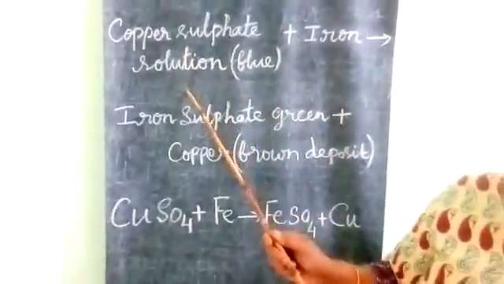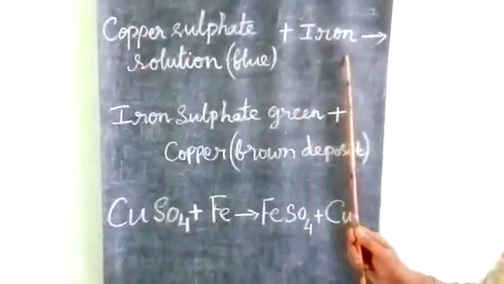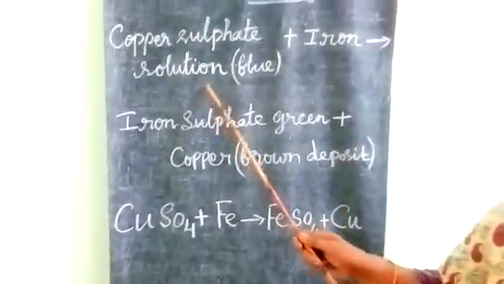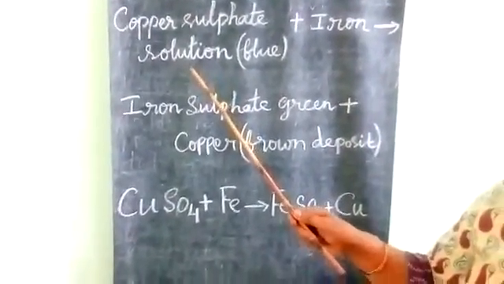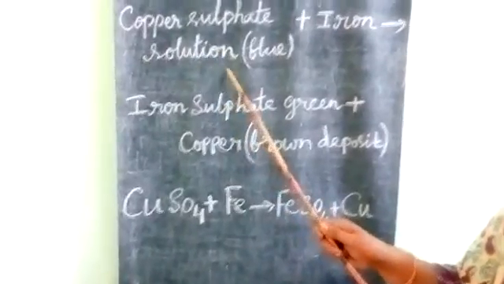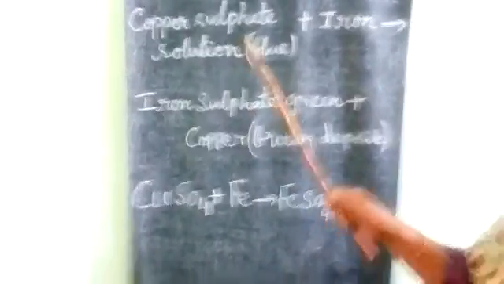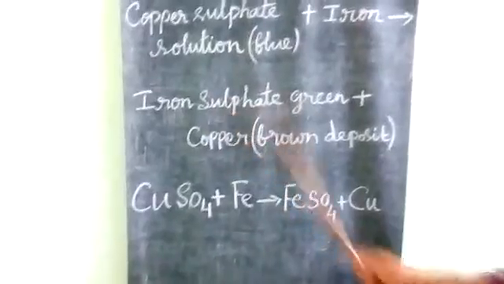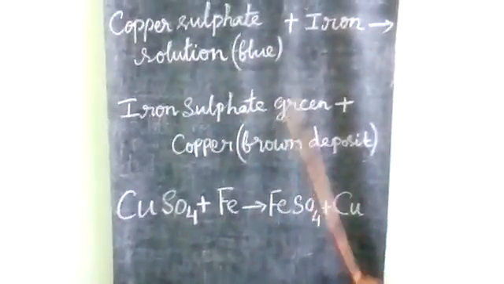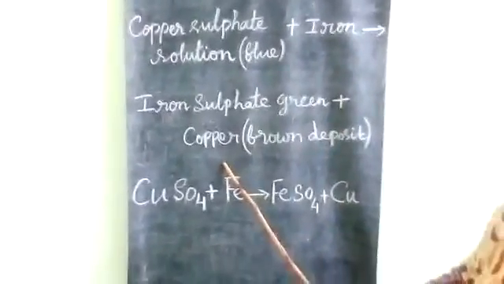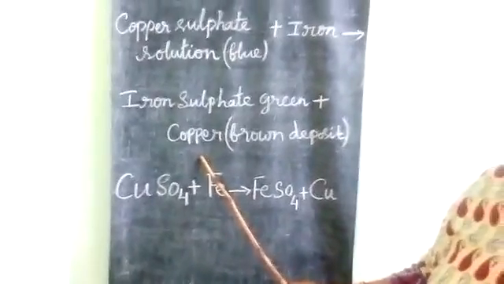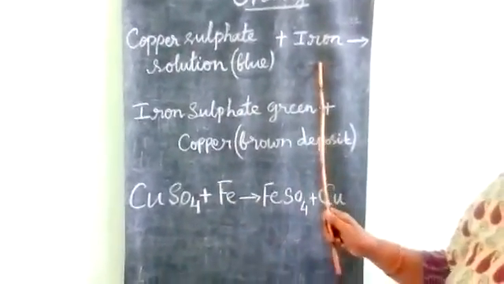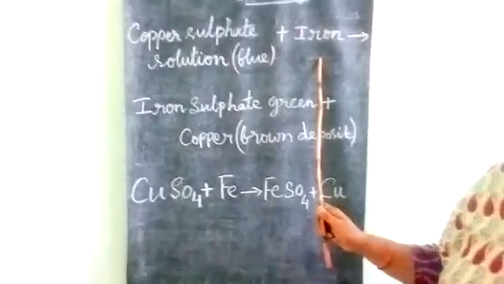Copper sulfate solution plus iron. When iron is dropped into a copper sulfate solution, that is blue in color, what happens? The color changes, and iron sulfate, that is green in color, is formed, and copper, a new substance, is formed. It is deposited on the iron blade. That was shown in the last class.